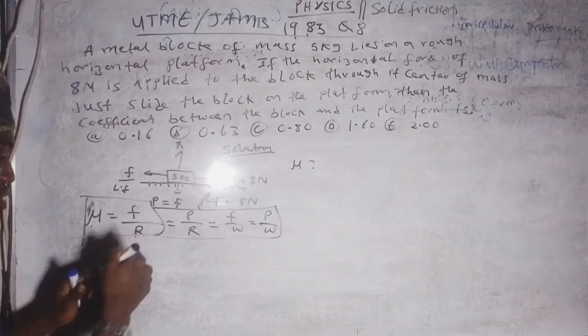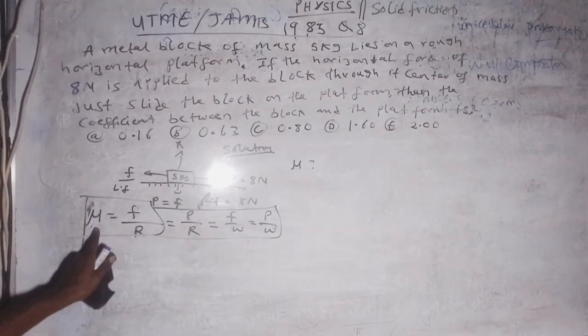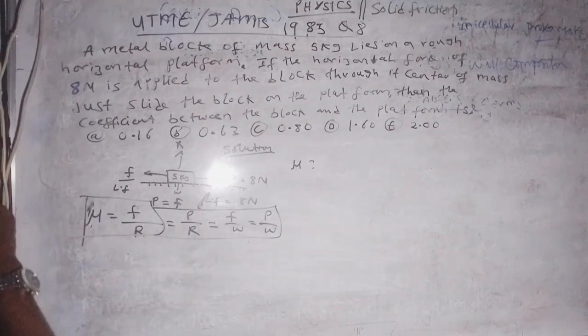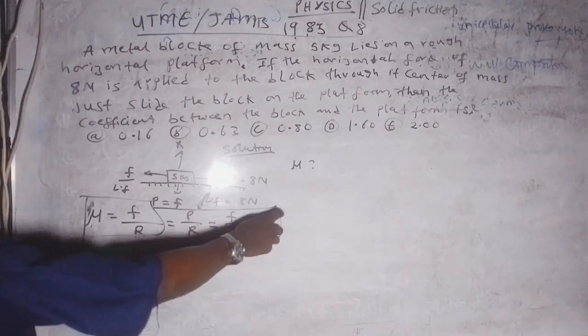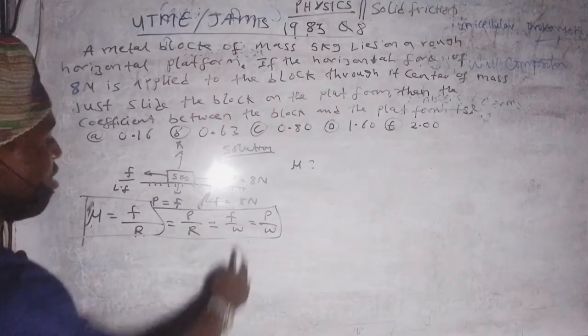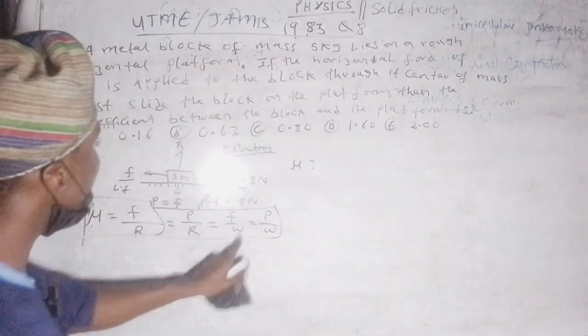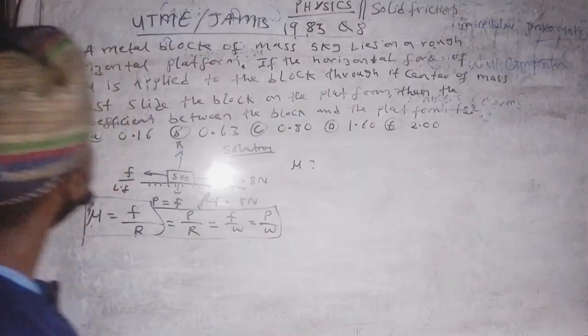These formulas can be used to calculate the coefficient of static friction. So now, what are we given? We are given the applied force P. Are we given the weight? Are we given the reaction? No, we are not given the reaction. But are we given the weight? Yes. What is our weight?